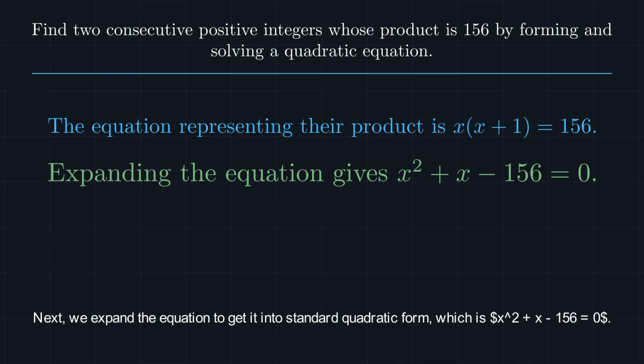Next, we expand the equation to get it into standard quadratic form, which is x squared plus x minus 156 equals 0.